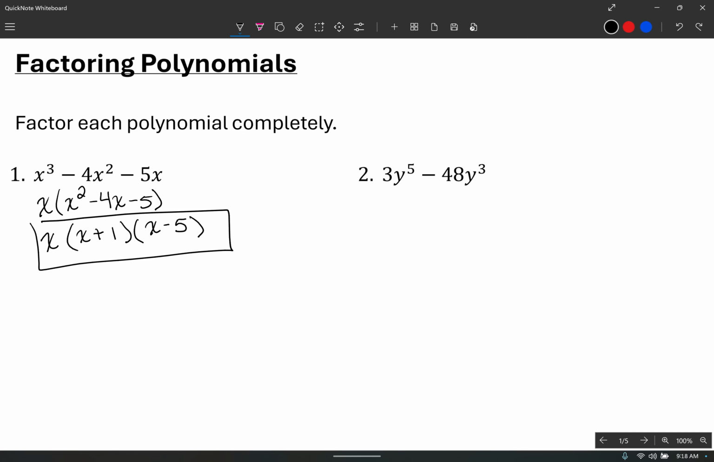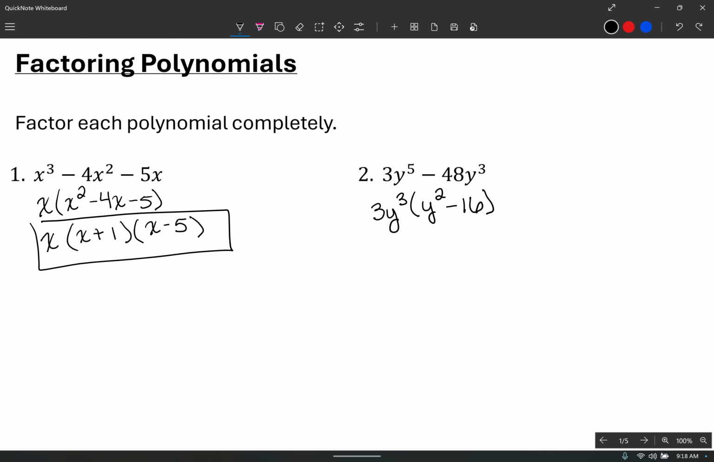On number 2, our greatest common factor is 3y to the third. So if I divide that out, 3y to the fifth divided by 3y to the third is y to the second. And negative 48y to the third divided by 3y to the third is negative 16.